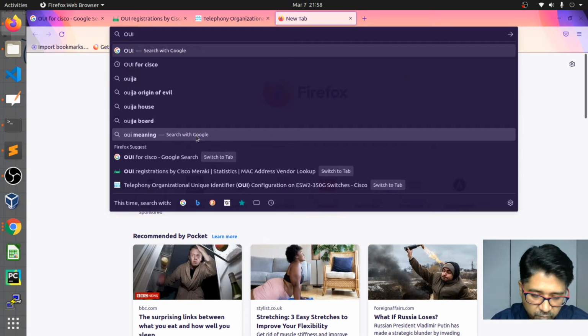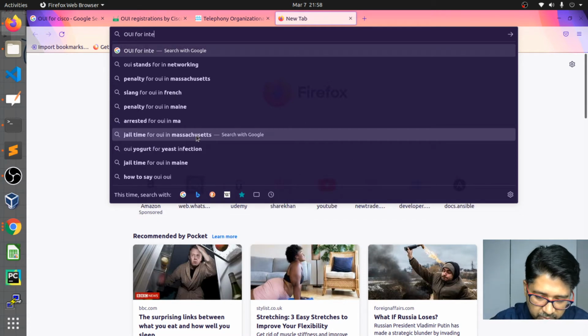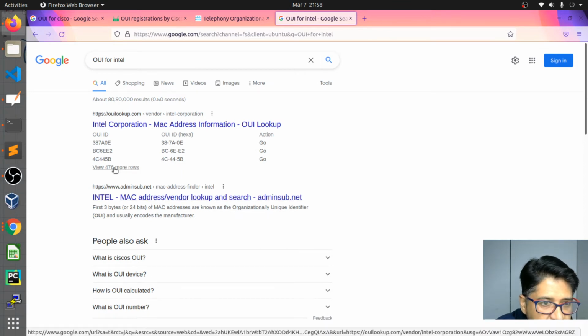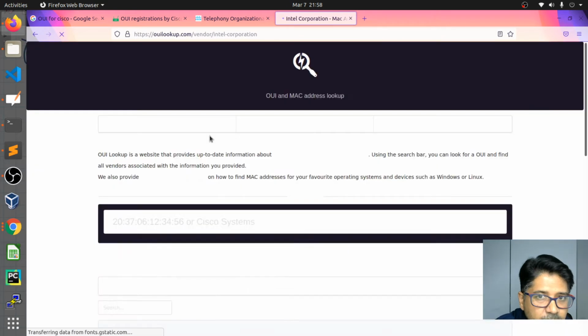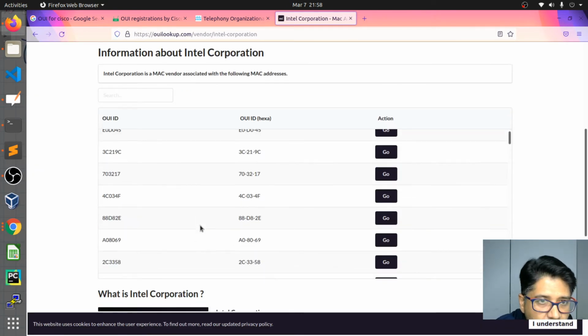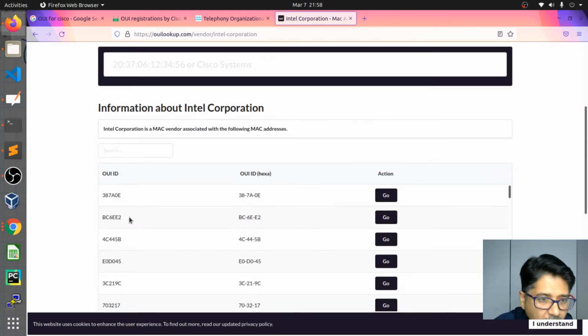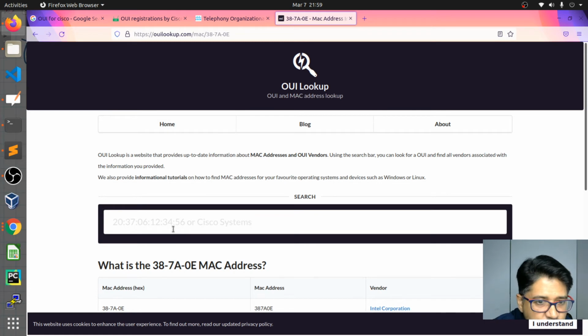Let me check the OUI for Intel. Intel has this address. Yes, Intel has addresses like that. We have all the organizations, the Intel lookup address. Can you see, view more? Okay, so you can see the OUI is the first 3 octets of this, and they give the hexadecimal digits. Go and check it out, like you can check your MAC address.